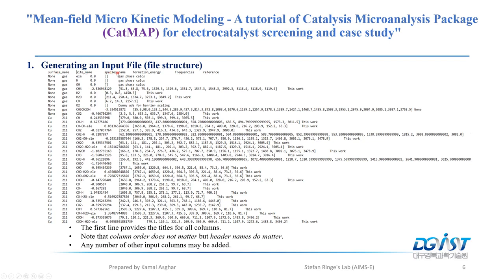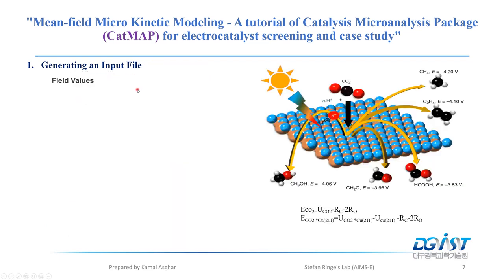You can change their order, like you can write species name second and site name at the third position. It doesn't matter, but the header name matters, because if you write site name in the third position, then you should write all site names below that header. Any number of other input columns may be added. You can add other things like bulk structure, and then you can add HCP, FCC, or BCC metals. So you can add any columns.